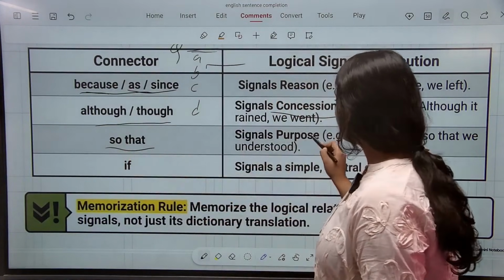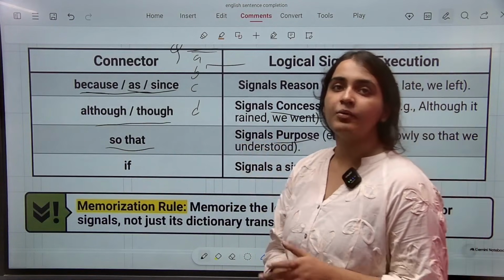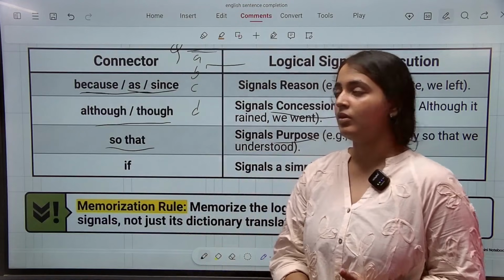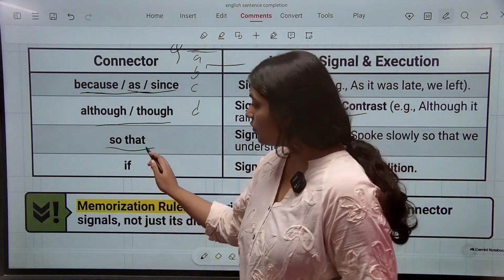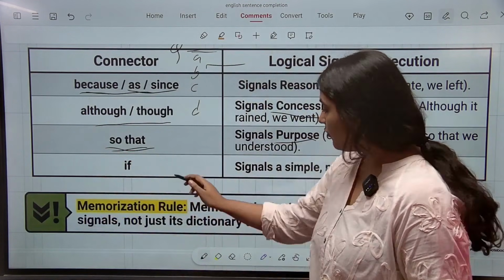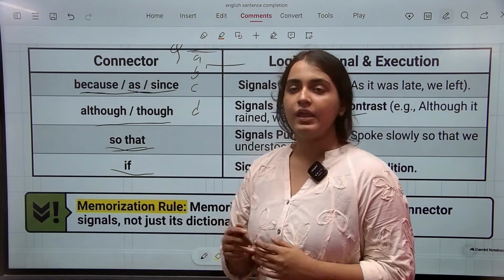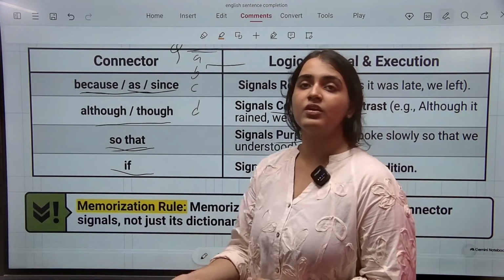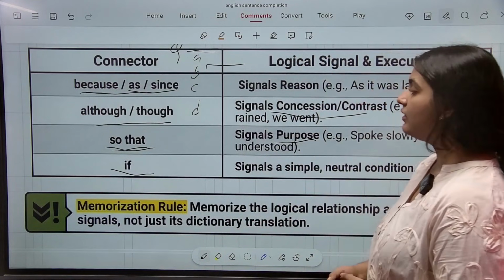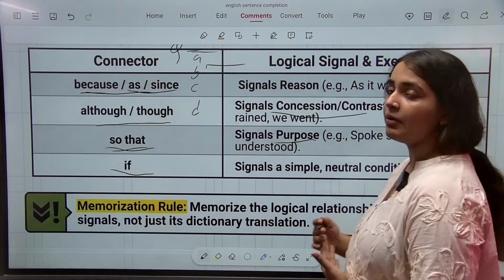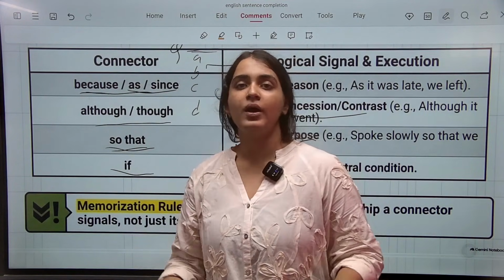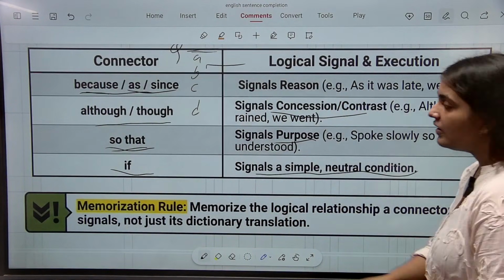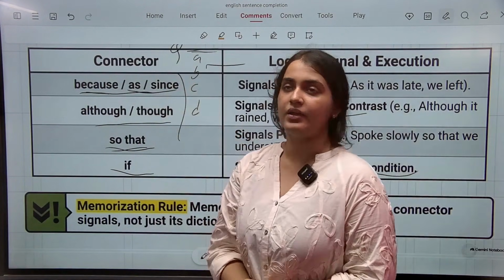Now, so that is purpose. I am going fast so that I reach the class in time. Why are you going fast? So that I reach. Now if is completely neutral. You can use if for many things. I will eat if she comes with me. I will sing if I am allowed to wear my own dress. This is a simple neutral condition. Here you have to look a little carefully.